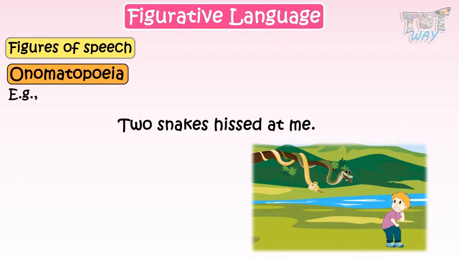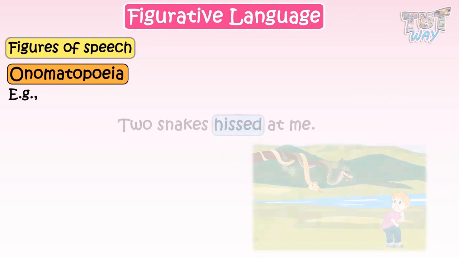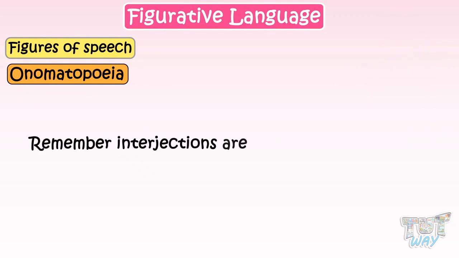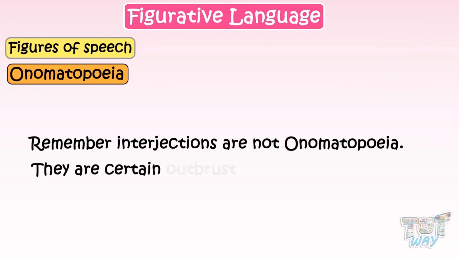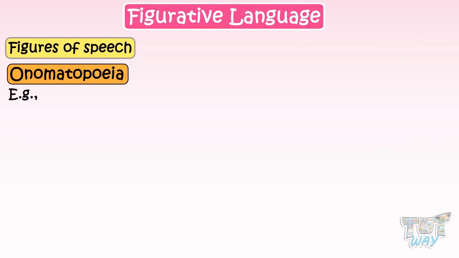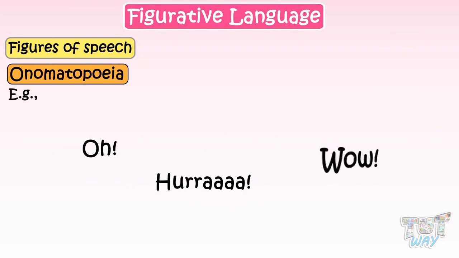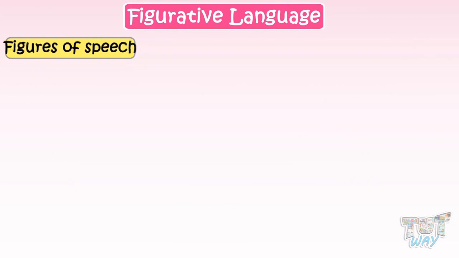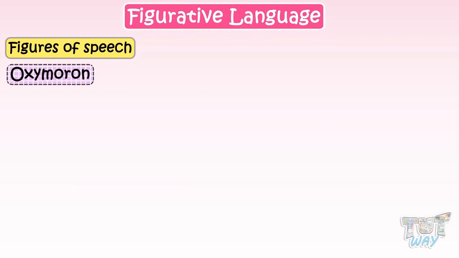"Two snakes hissed at me." Here, the word hiss is an onomatopoeia. "Most cats purr if you pat them behind the ears." Here, the word purr is an onomatopoeia. So, we have learned, what is this? Onomatopoeia. Remember, interjections are not onomatopoeia. They are certain outbursts of feelings. For example, "Oh, hooray, wow." These are not onomatopoeias. Now we will learn next figure of speech, and it is oxymoron.